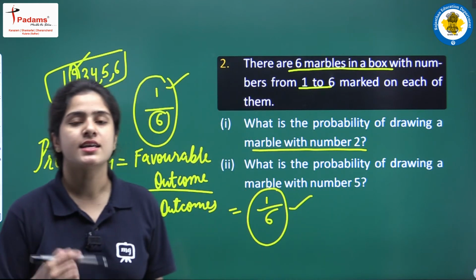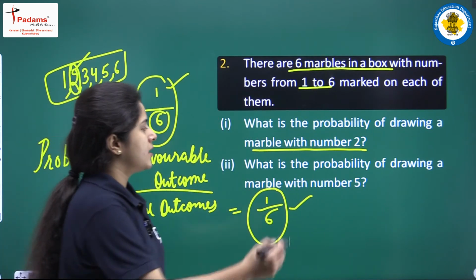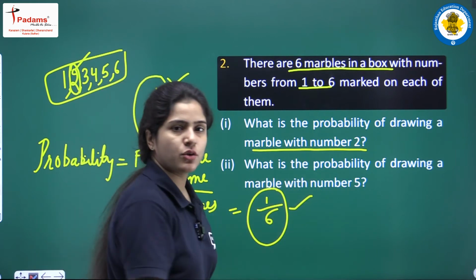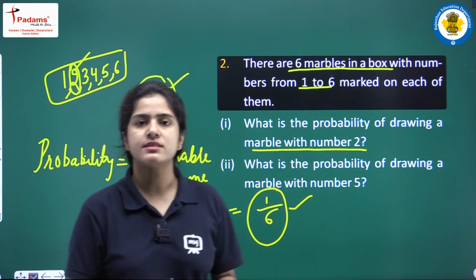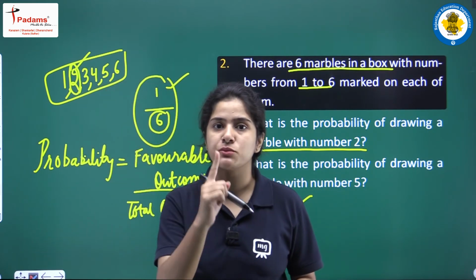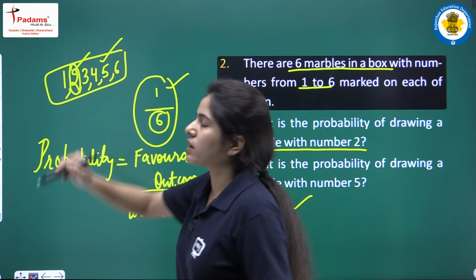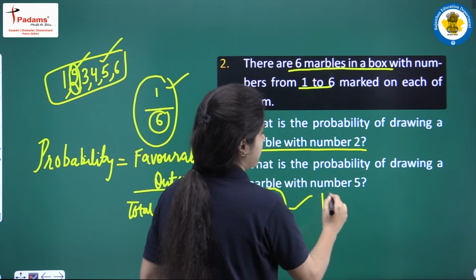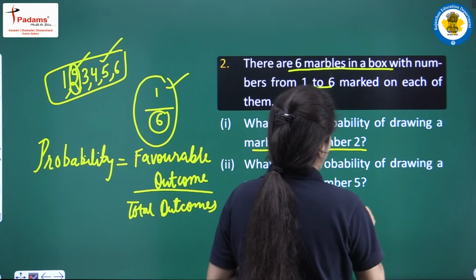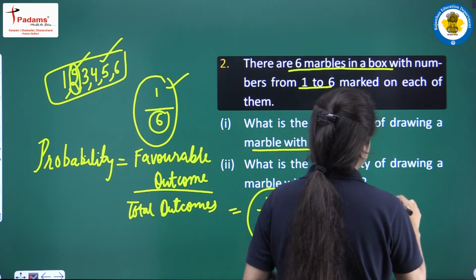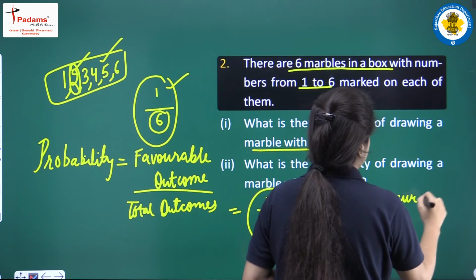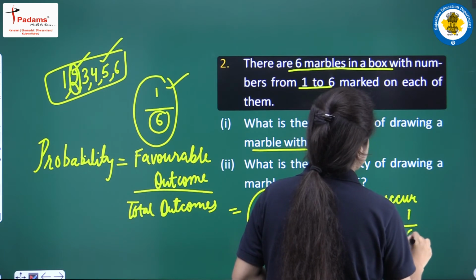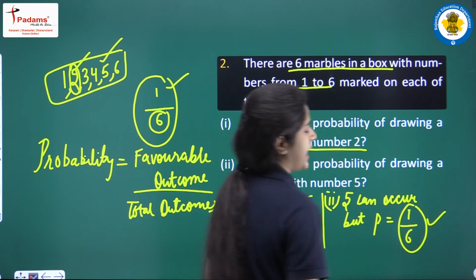Alright students. Now see the next question. What is the probability of drawing a marble with number 5? Okay. Similarly, the probability of drawing a number 5 is 1, as 5 is also occurring only once. So the probability of finding the number 5 is also 1 upon 6. Okay, so this is your answer.